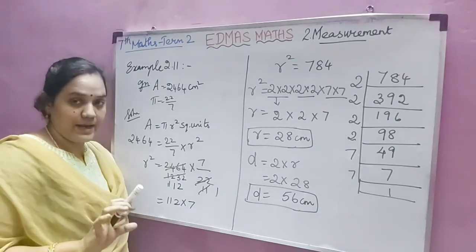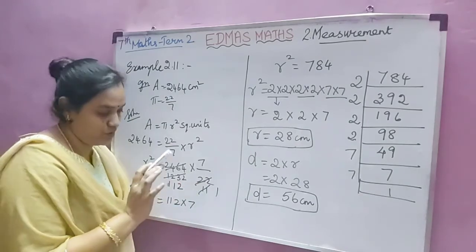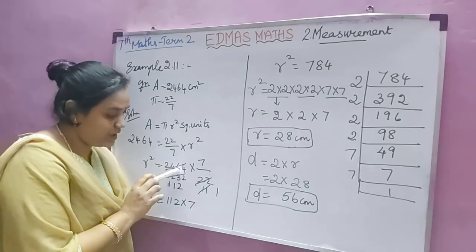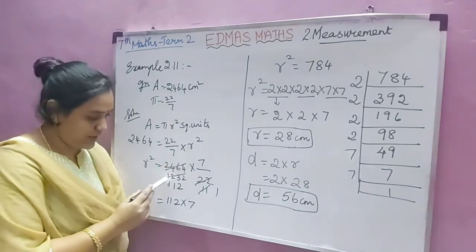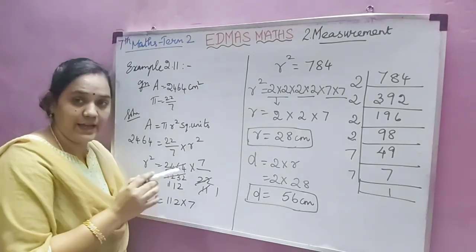So I am cancelling using the 2 table first. 1 2s are 2, 1 2s are 2. Here 1 2s are 2, 2 2s are 4, 3 2s are 6 and 2 2s are 4. So I have written 1 2 3 2. Right. Now I have 1 2 3 2 here and I have 11 here.